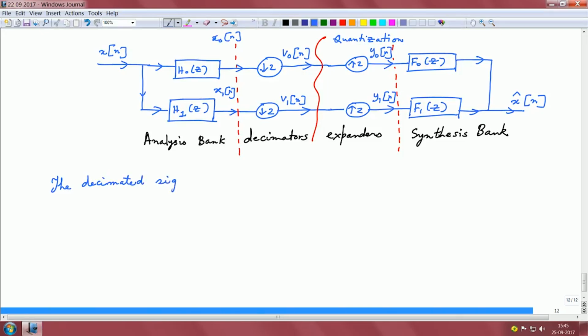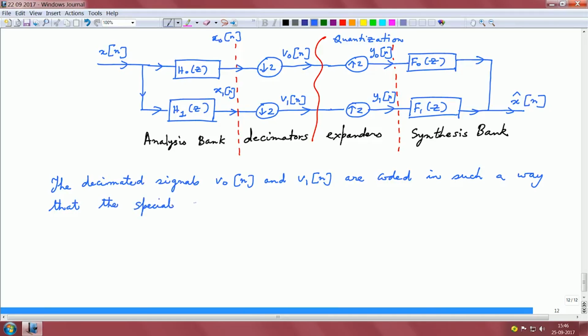The decimated signals v naught of n and v 1 of n are coded in such a way that the special properties of the subband are exploited.